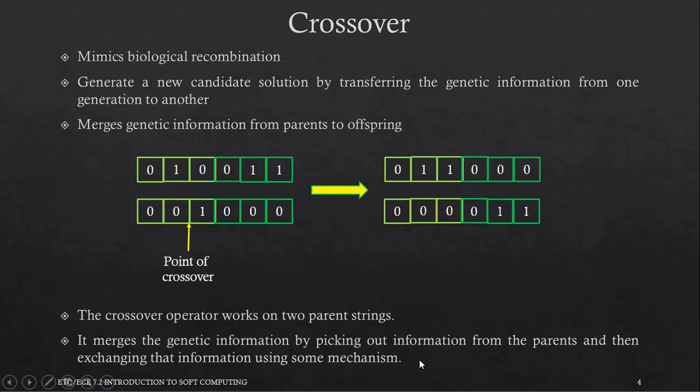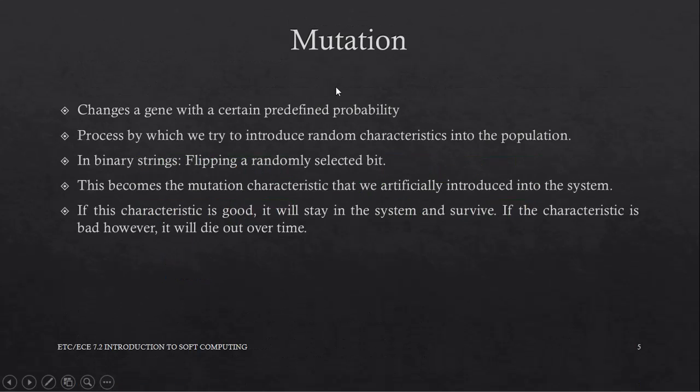Let us now concentrate on the next genetic operator, mutation. Mutation changes a gene with a certain predefined probability. It is the process by which we try to introduce some random characteristic into the population. In binary strings, we do this by flipping a randomly selected bit. If the bit was originally 1, now it becomes 0. If it was 0, it becomes 1.